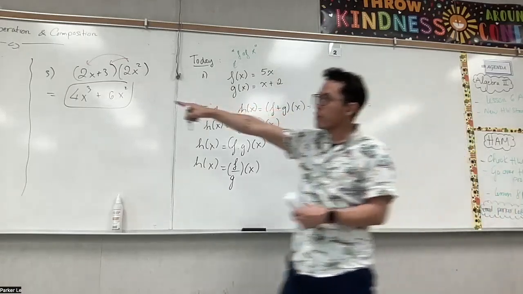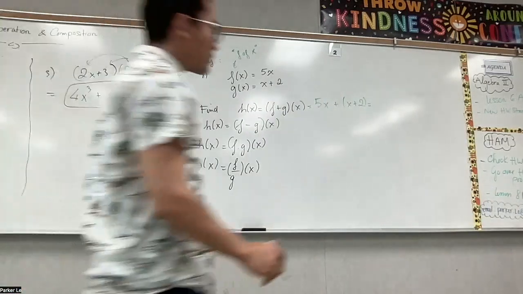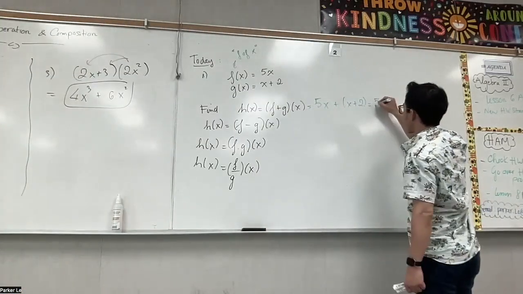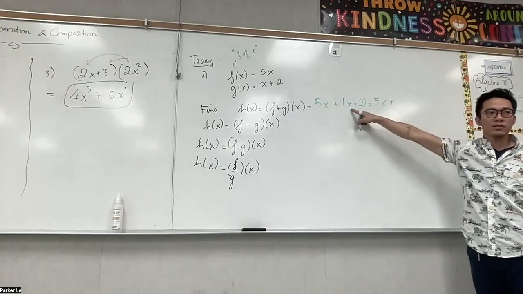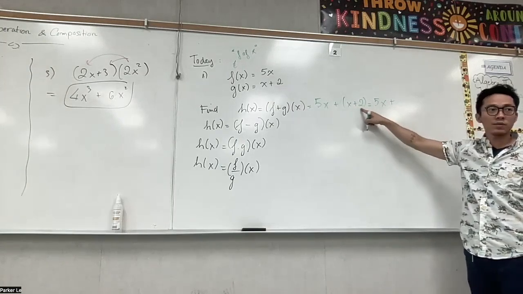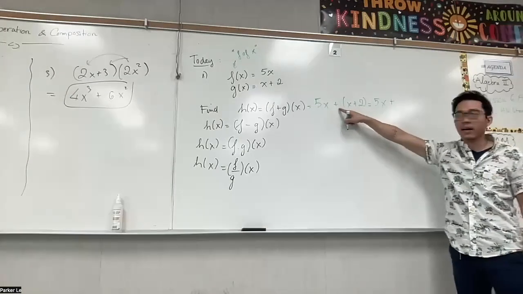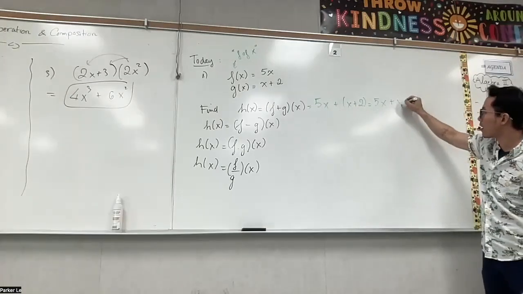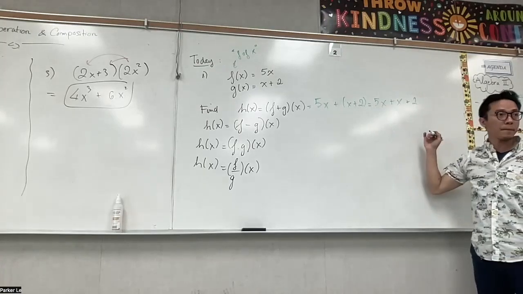We even did more complicated ones. So it's equal to 5x plus. Do I change the sign of x and 2? No, because this is a plus, right? I don't flip the sign. So positive x is still positive x. Positive 2 is still positive 2.